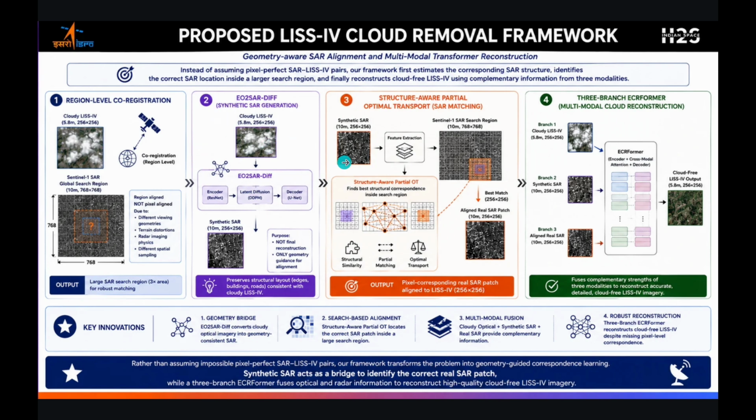Instead of searching directly for corresponding Sentinel-1 patches, we first generate a geometry-consistent synthetic SAR representation using EO2SAR-Diff. This synthetic SAR acts as a bridge between optical and radar modalities. We then perform structure-aware partial optimal transport to identify the most structurally similar real Sentinel-1 SAR patch within a larger search region. Finally, the cloudy LISS-4 image, the synthetic SAR, and the aligned real SAR are jointly pre-processed using a three-branch ESR format, enabling accurate cloud reconstruction even without pixel-perfect correspondence.